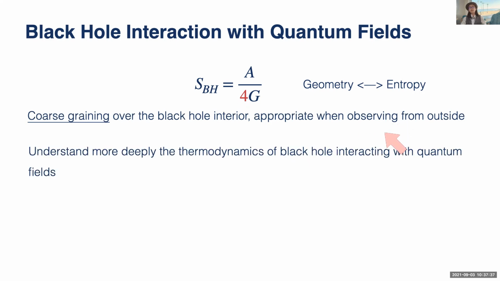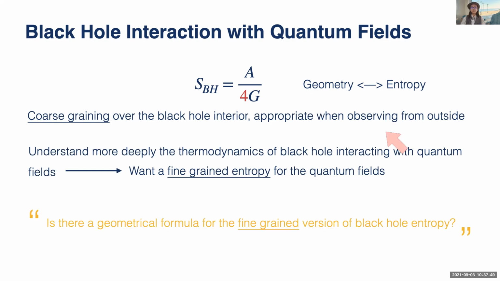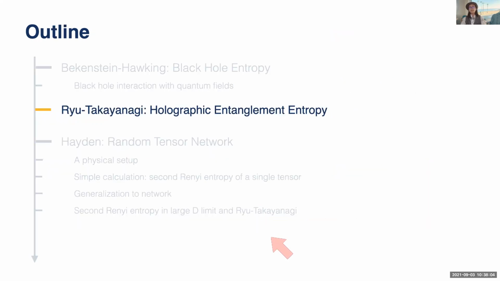However, in order to understand more deeply the thermodynamics of a black hole interacting with quantum fields, what we want is really a fine-grained entropy for the quantum fields. And the natural question to ask here is, is there a geometrical formula for the fine-grained version of black hole entropy? We already have one for the coarse-grained entropy, which is here. Do we have one for the fine-grained entropy as well? The answer is yes, which is Ryu-Takayanagi.